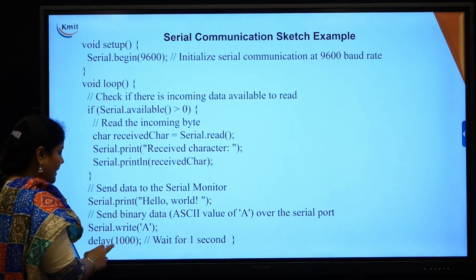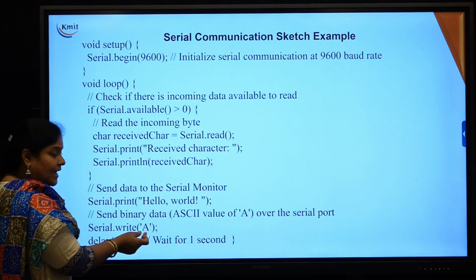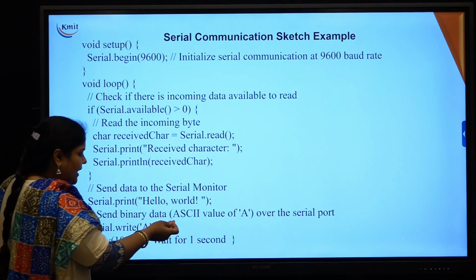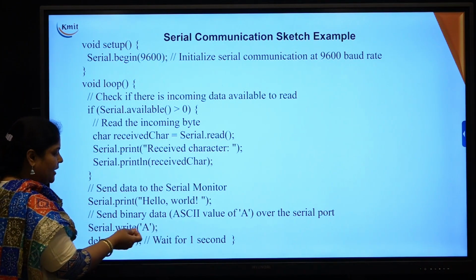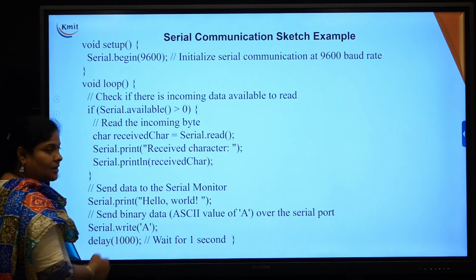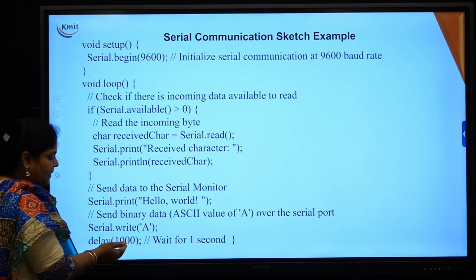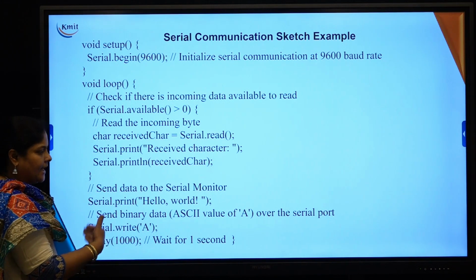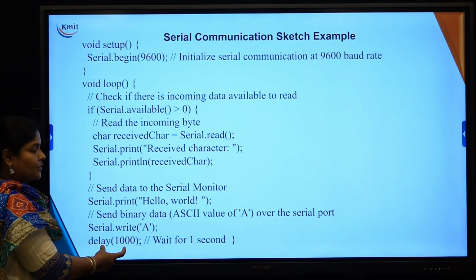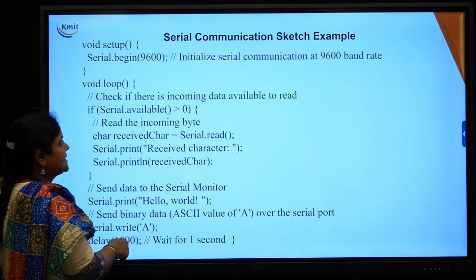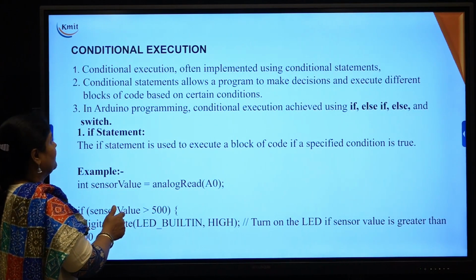Next, if you are printing some value A and you want to print the ASCII value of A, you say Serial.write with A in brackets, and you will get the ASCII value of A. If you want to print the values again and again with some delay, you use the delay method. So this is the example of serial communication.